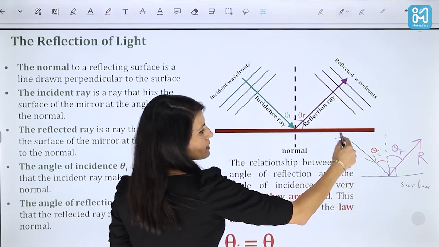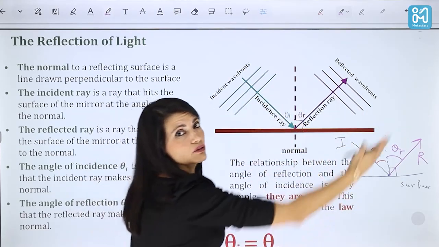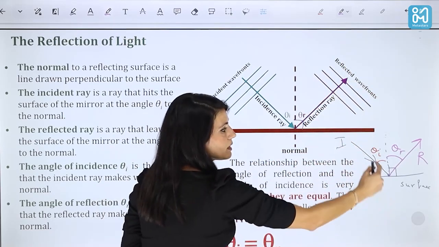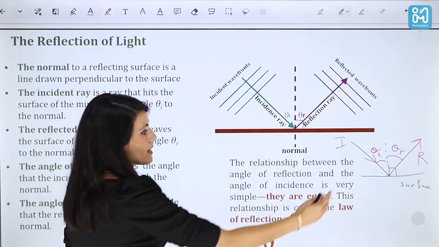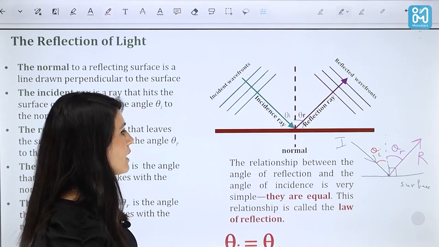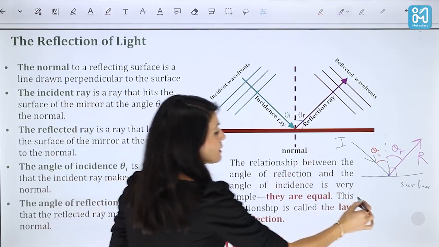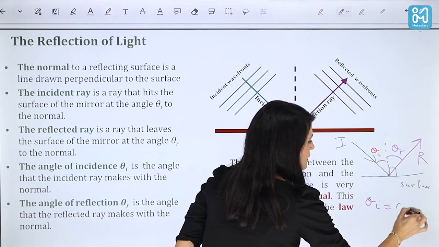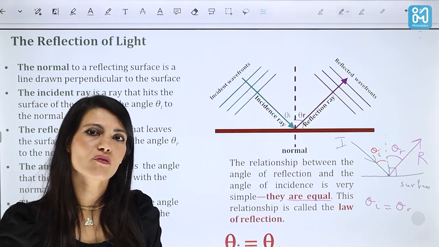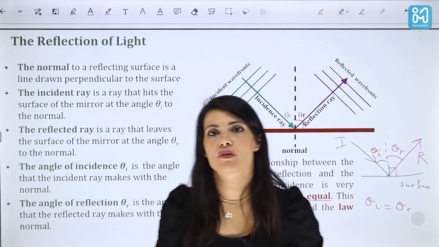So the incoming ray is called the incident ray. The outgoing ray is called the reflected ray. The angle between the incident ray and the normal is called the angle of incidence. And the angle between the reflected ray and the normal is called the reflected angle. The law of reflection states that it's very simple. The relation between them is simple. Theta i is equal to theta r. As you can see, they are equal, and this is called the law of reflection. So this is simply the law of reflection that we have.